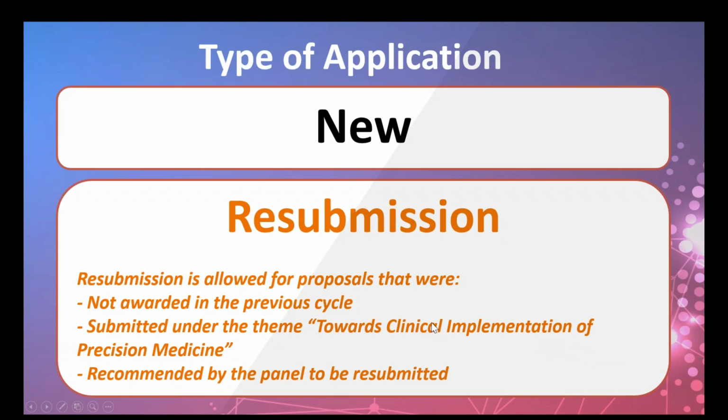Also, another very important condition is that the not awarded proposal should have received a panel summary from the programmatic review of the previous cycle, and they should have a recommendation from the panel to resubmit or not. So if they don't have this, they will not be eligible to resubmit. Only proposals recommended by the panels to be resubmitted can be resubmitted this cycle.